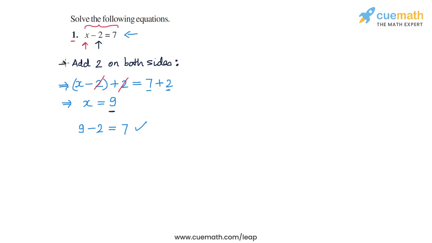Now adding 2 on both sides of the equation is the same as transposing this term minus 2 to the RHS. So the same step we could also have written by saying transpose the term minus 2 to the RHS, and what this would do basically is directly give us x in one step.